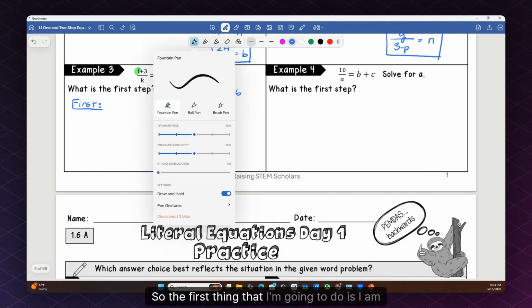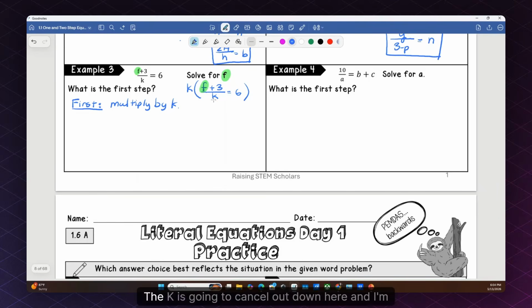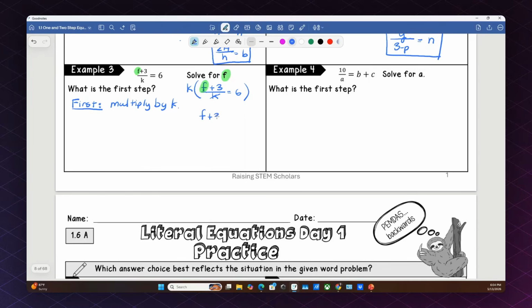So the first thing that I'm going to do is I am going to multiply by k. So I multiply this whole thing by k. The k is going to cancel out down here, and I'm going to get f plus 3 equals, and I'm going to distribute this k times the 6, so I'm going to get 6k. So this also distributes here.